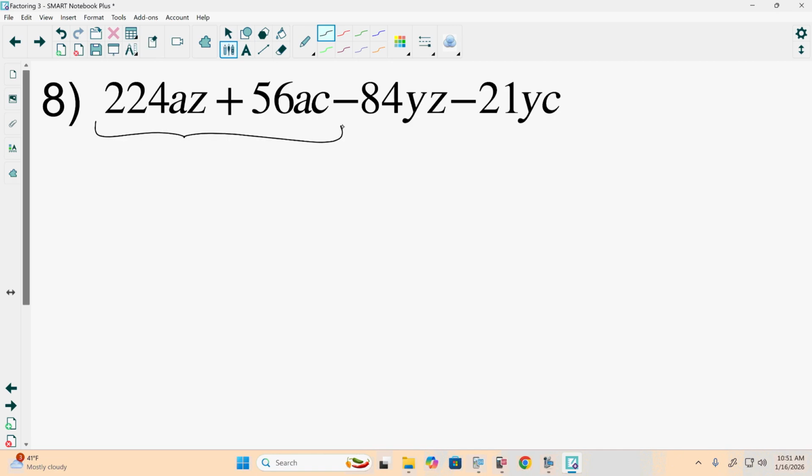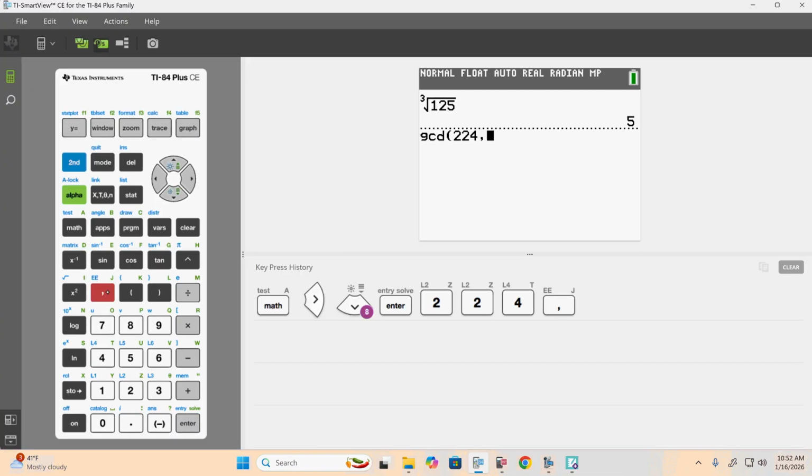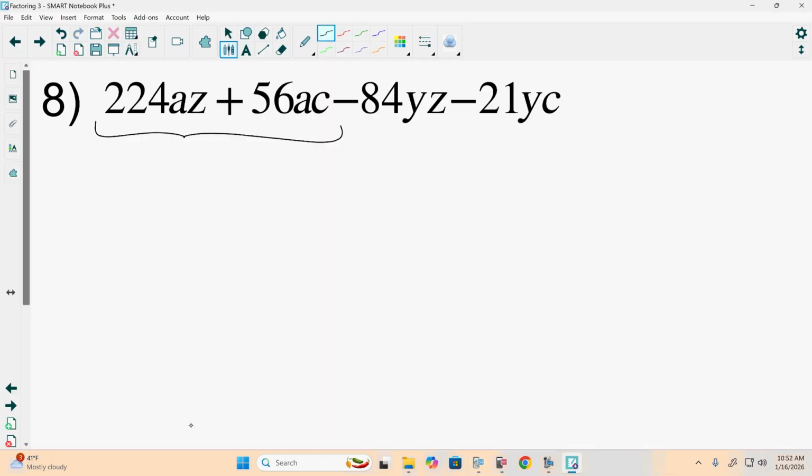Because I could look at 224 and 56. And this is interesting, it's kind of nice: 224, comma, 56. And I can actually ask it, what is the greatest common factor between 224 and 56? Lo and behold, it actually is 56. It's kind of a neat thing that we can use here. So what that tells us is that the greatest common factor between 224 and 56 is, well, 56. What else is in common with these two terms?